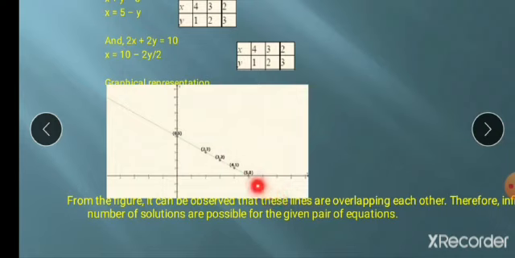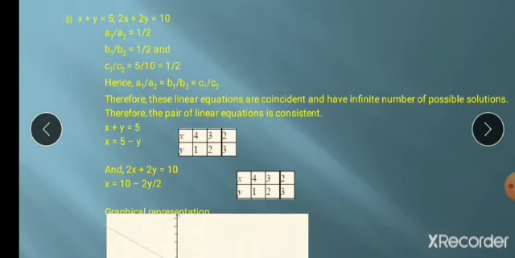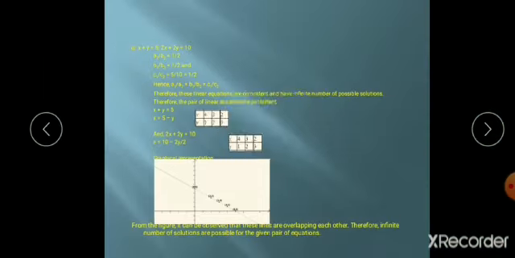So it has many solutions. Means (4, 1) is also a solution, (3, 2) is also a solution, (2, 3) is also a solution. So it has many solutions overlapping each other. It is also called a consistent line. It is also called a coincident line based on the condition A1 by A2 is equal to B1 by B2 is equal to C1 by C2.